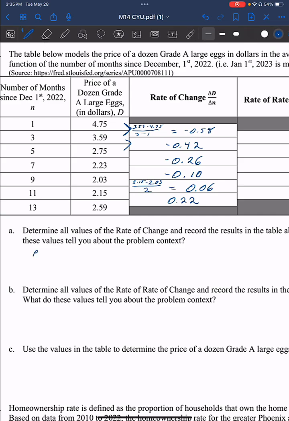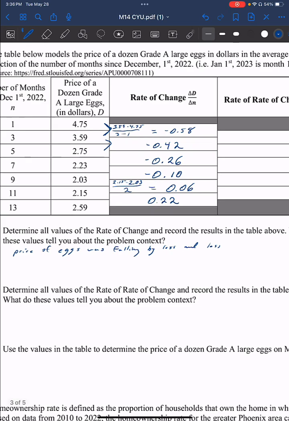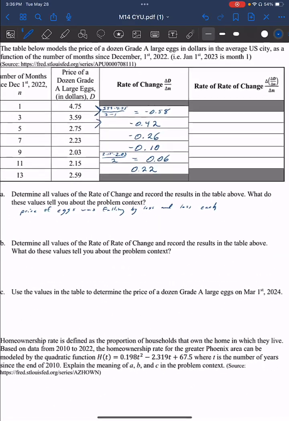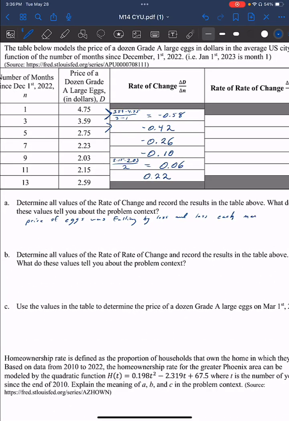And so the price of eggs was falling by less and less each month, but then started increasing by more and more each month.